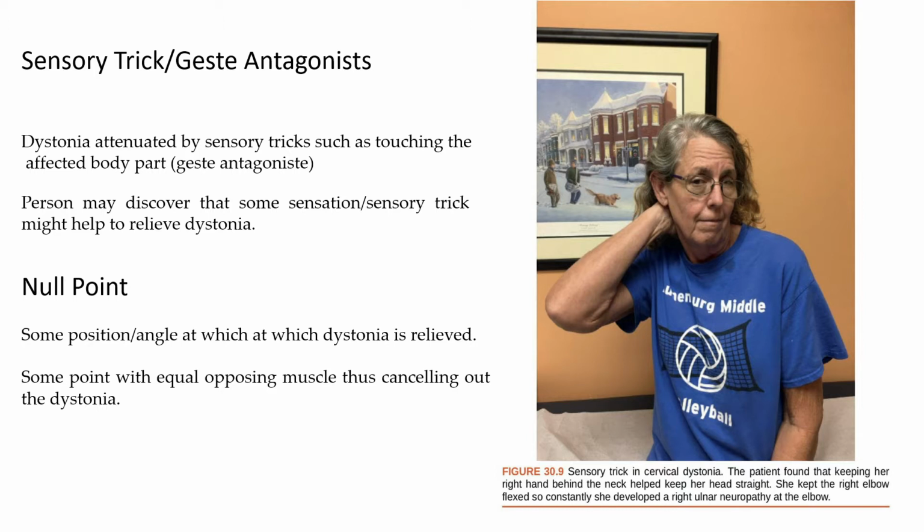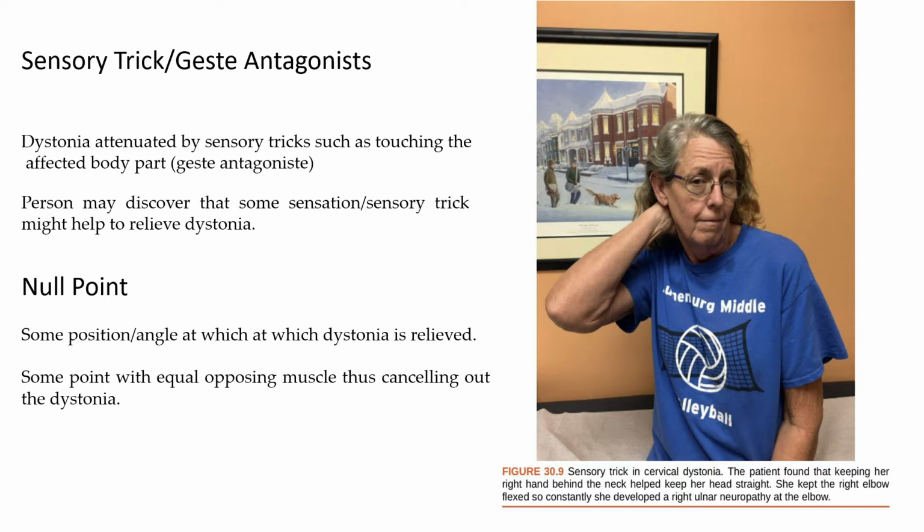Okay, so I want to discuss some phenomena occurring with dystonias. There is something known as sensory or geste antagonistique, whereby the dystonia seems to attenuate by certain sensory tricks, such as touching the affected body part, and the person may discover that some sensation may actually help relieve dystonia. For example, in this image, this is a sensory trick in cervical dystonia, where the patient has found that keeping her right hand behind the neck helped her keep the head straight. After they found this, she kept the right elbow flexed so constantly that she actually developed a right ulnar neuropathy at the elbow. So this is known as a sensory trick.